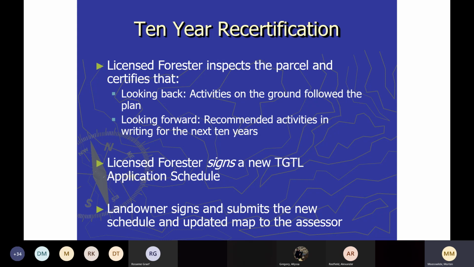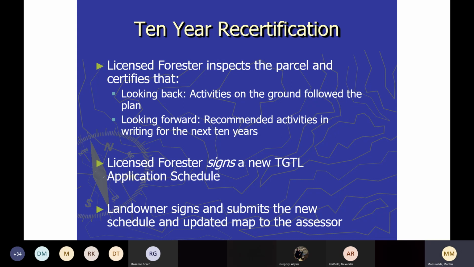Hopefully this is not the first time that they've been back to your property in 10 years. Hopefully you've got an ongoing working relationship with your forester. They know what has gone on. Ideally, they've assisted you with some of the activities on your land. So they're in a position to inspect that property and certify that, looking back, you've actually done the activities that were recommended in the plan. And looking forward, there is a new set of recommendations for the next 10 years.